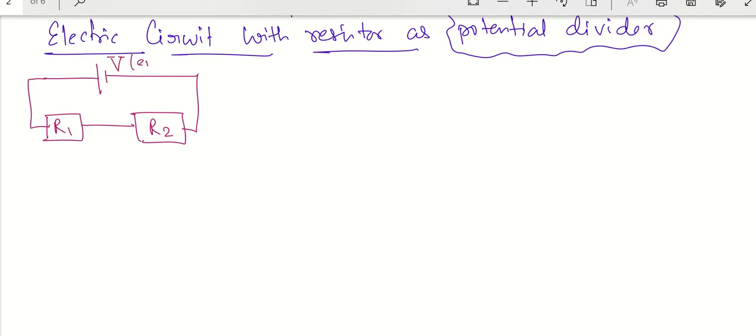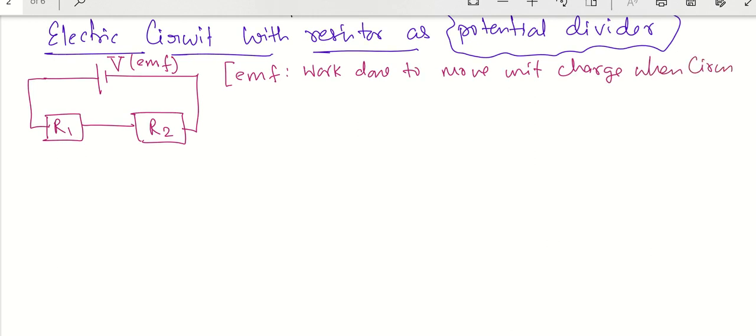Sometimes we also call this EMF. If you remember, EMF is the amount of work done to move unit charge when the circuit is open. When the circuit is open. And don't forget, this is very important. Now my job will be to find out what is my voltage V1, what is my voltage V2.